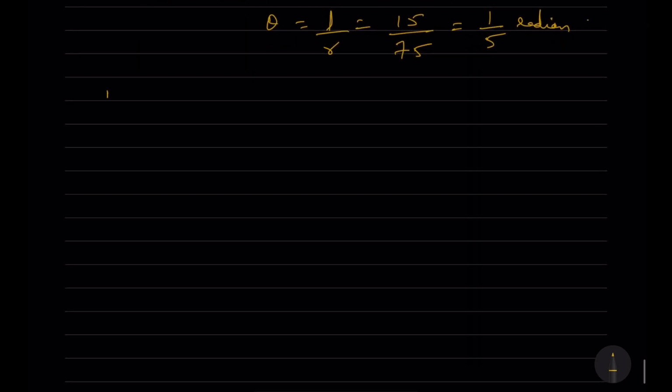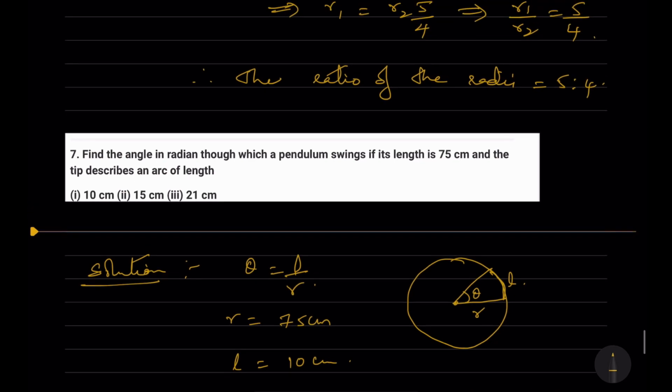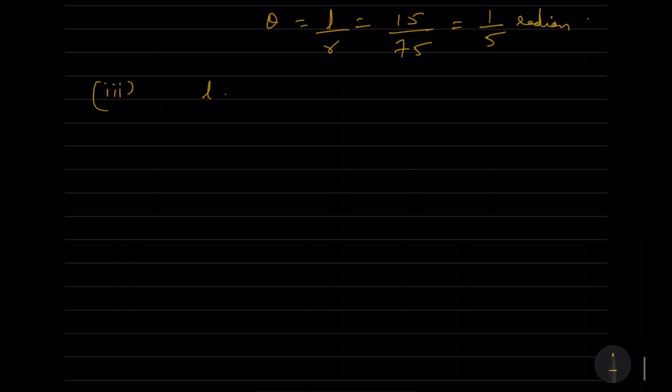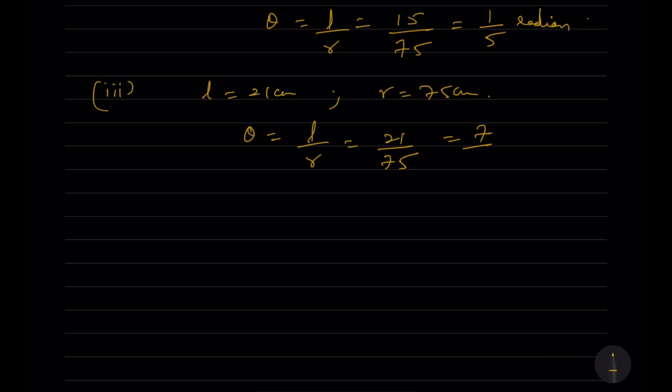Then next, the third bit. What is the third one which we have? Third one is 21 centimeters. Here L is equal to 21 centimeters, r is equal to 75 centimeters. So theta is equal to L by r, which is equal to 21 by 75. You can take it as 3 sevens are 21, 3 twenty-fives are 75. So 7 by 25 radian. This is the answer for the seventh, third bit.